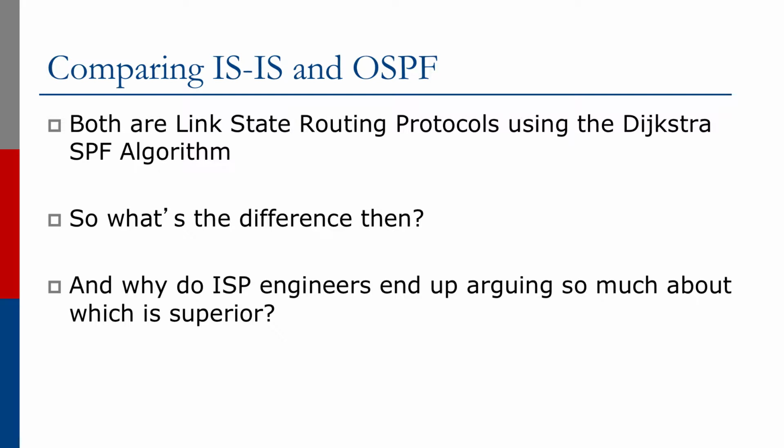So in this session, we're going to take a look at two interior routing protocols, ISIS and OSPF. Both of them are link state routing protocols using the Dijkstra SPF algorithm. So what's the difference between them then? And why do so many ISP engineers spend so much time arguing about which is superior?